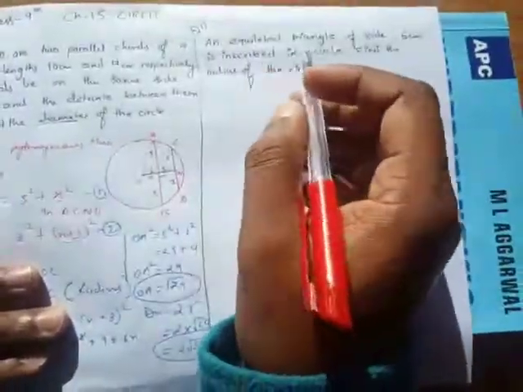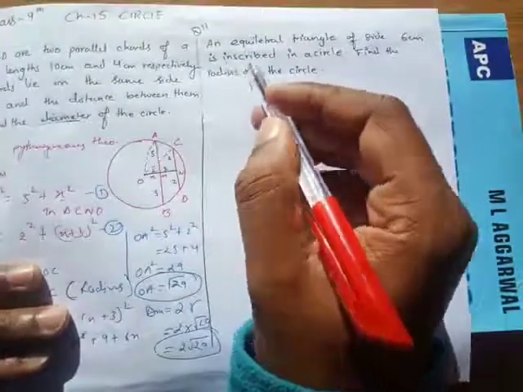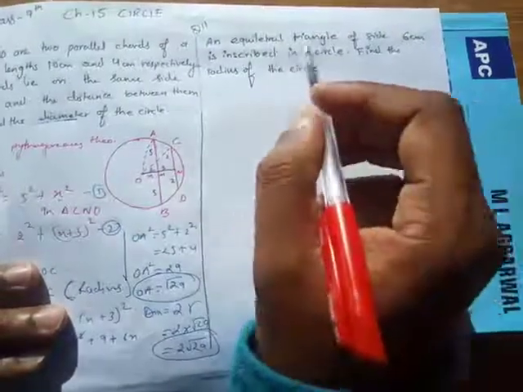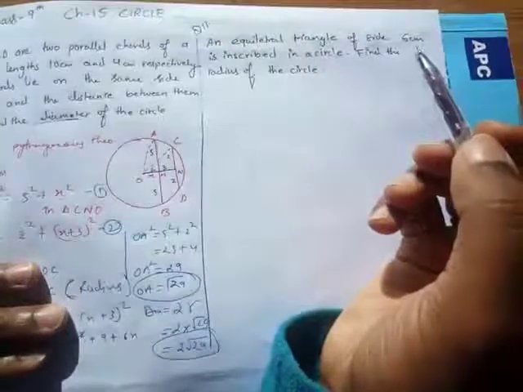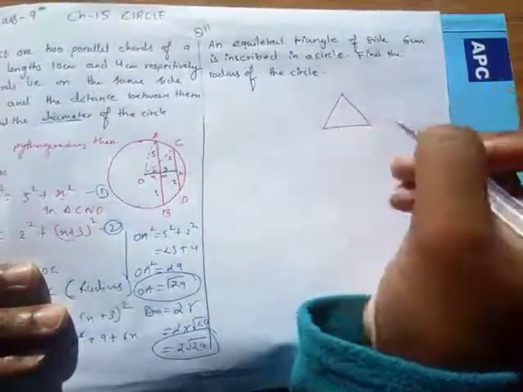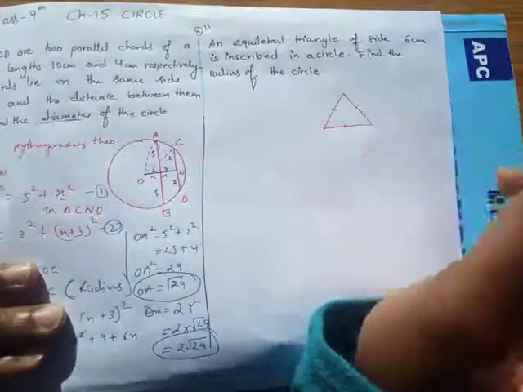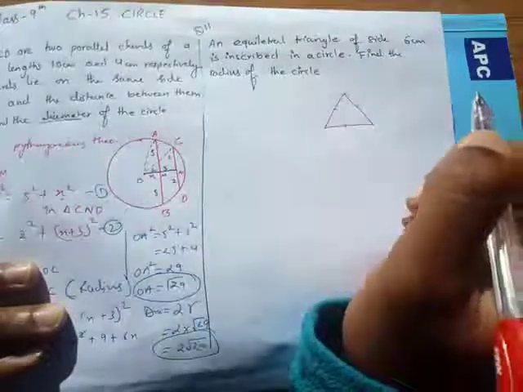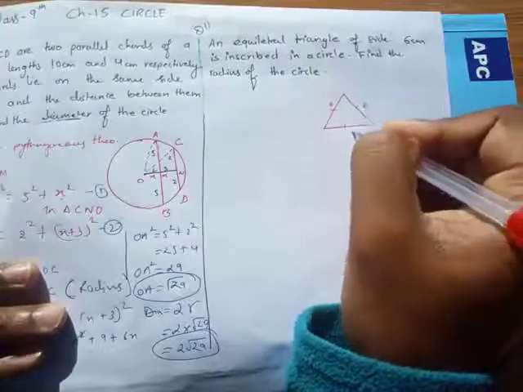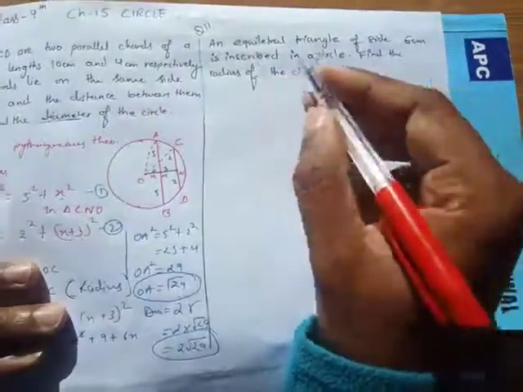11 says an equilateral triangle of side 6 centimeter is inscribed in a circle. When I talk about equilateral triangle, you know a lot of things about equilateral triangle. So if I'm drawing an equilateral triangle, I'm trying to say that all the sides are equal and all the angles are 60 degree. That is the first thing that comes to my mind when I talk about equilateral triangle, and all the sides are 6 centimeters, 6 and 6. Okay, but this triangle is inside a circle.